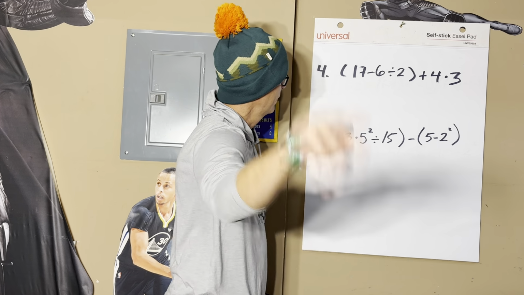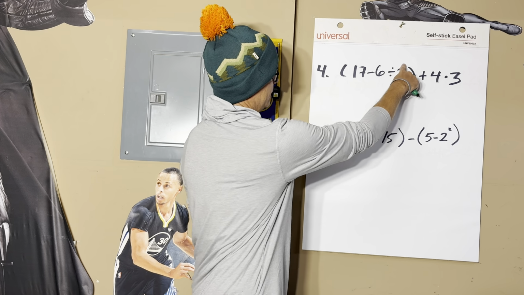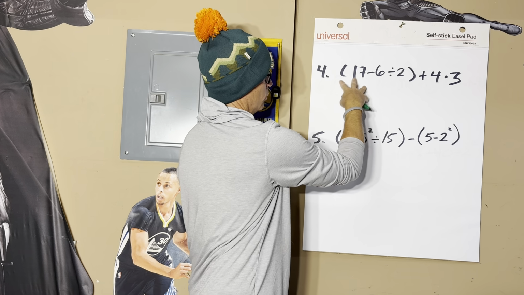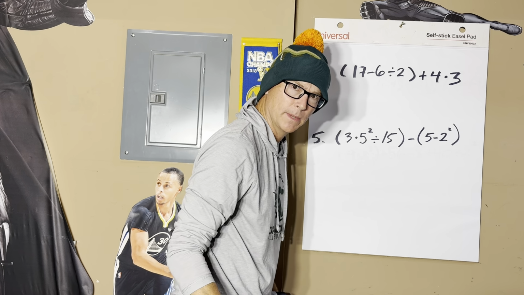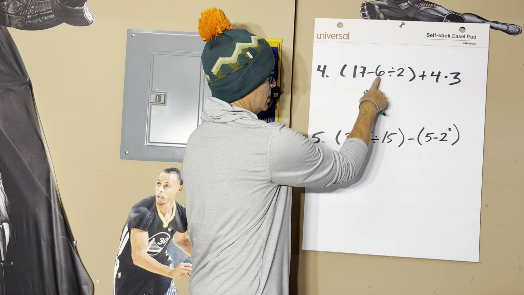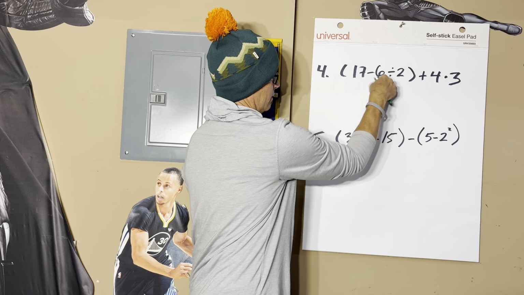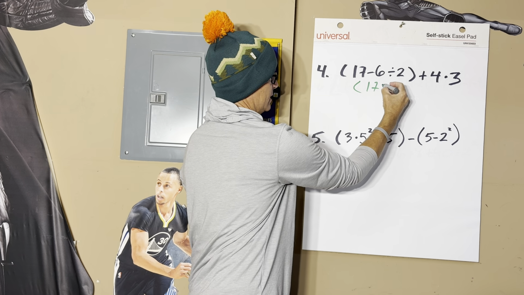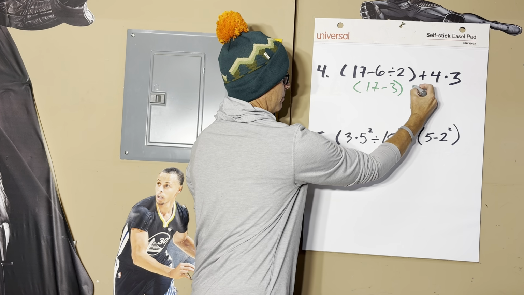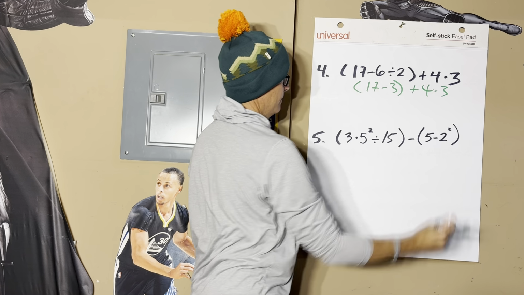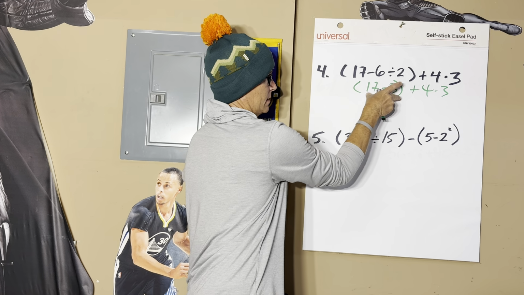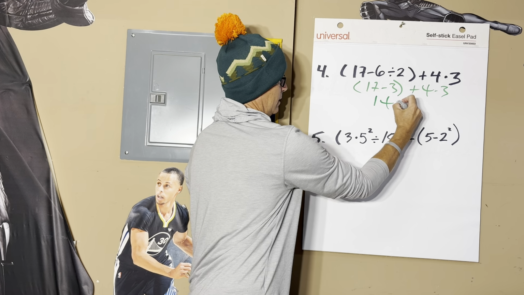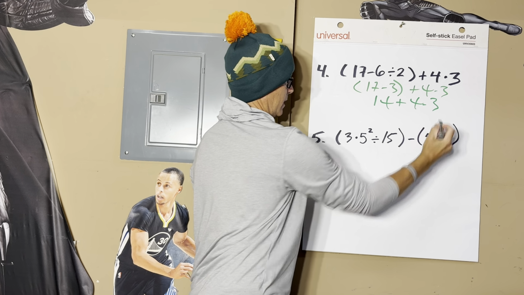Then, okay, here we go. We have a grouping symbol, G-E-M-S, grouping. Ooh, inside the grouping symbol, we have to make a decision. So we're going to do the subtraction, and then we're going to do the division first, okay? So I'm going to keep my parentheses. 6 divided by 2 is 3, so 17 minus 3. Keep your parentheses, plus 4 times 3, okay? Grouping symbol, German Shepherd. 14 plus 4 times 3.